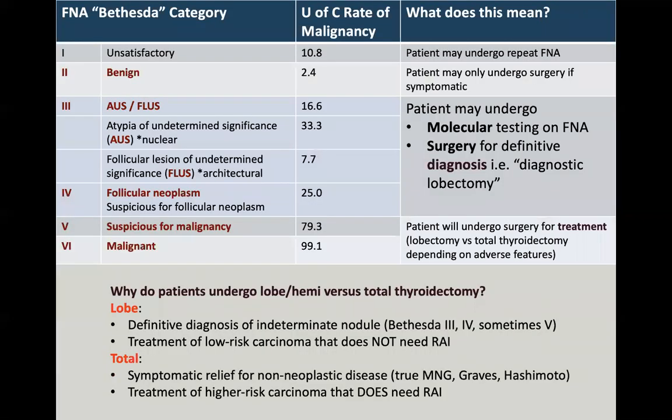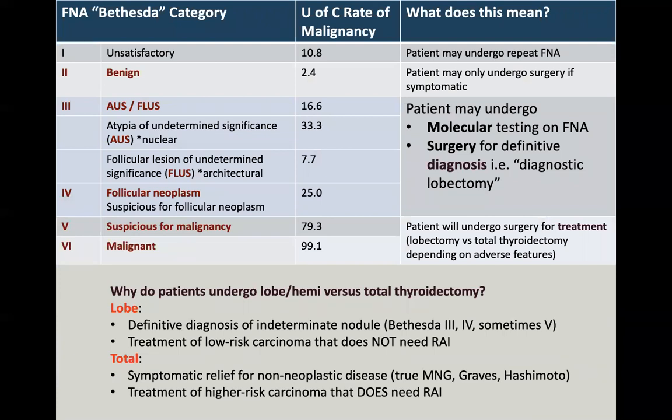If unsatisfactory, the patient may undergo repeat biopsy. If benign, as I said, only surgery if symptomatic. If indeterminate, right, 3, 4, and sometimes 5, the patient may undergo molecular testing to help additionally risk stratify that patient, or just surgery, diagnostic lobectomy for definitive diagnosis.